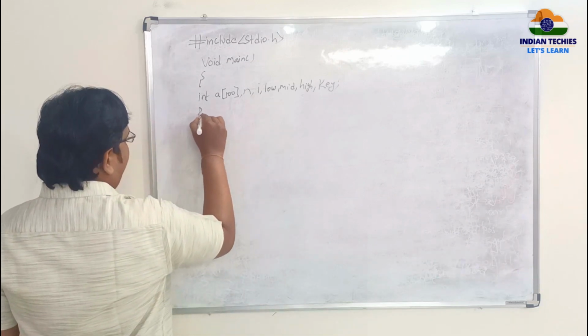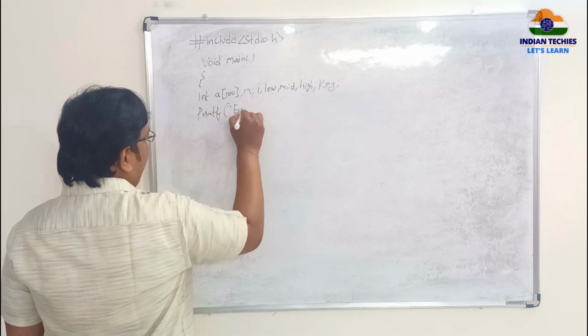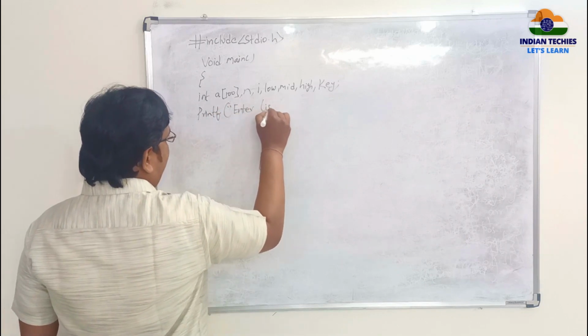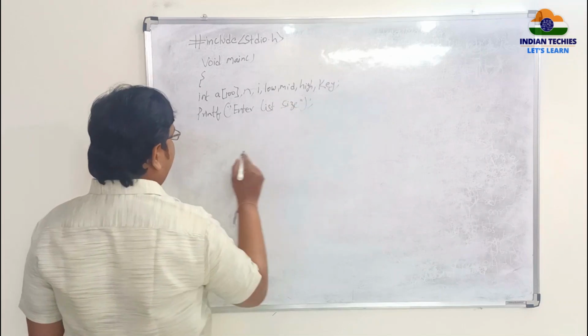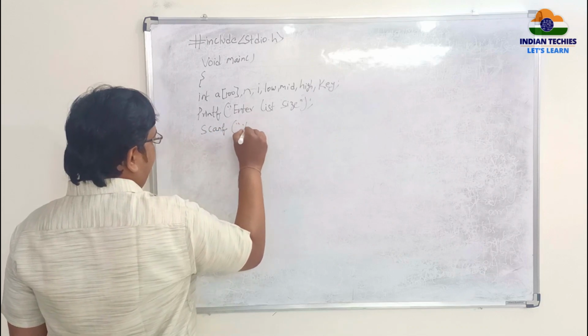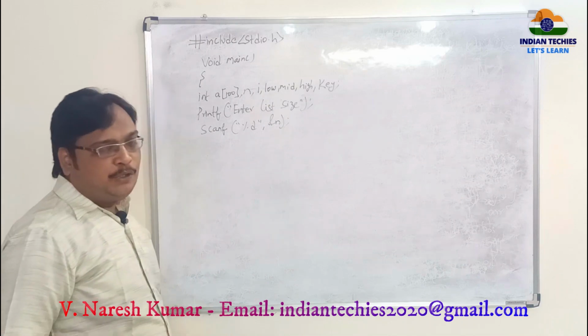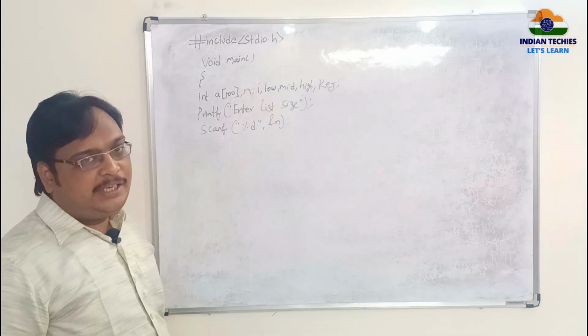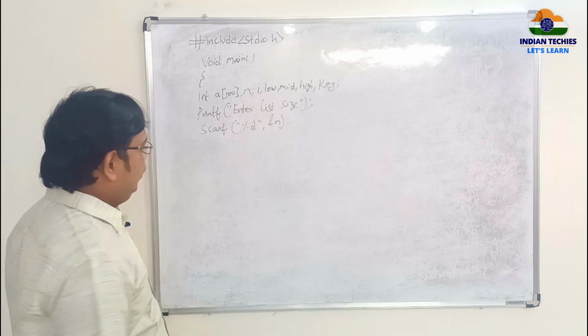That is printf "enter list size". You can write any text of your wish. Next, scanf "%d", &n. Now I have taken the input. Out of 100 you will give 10, 20, 30 or whatever it may be. You have to take that many values as input.